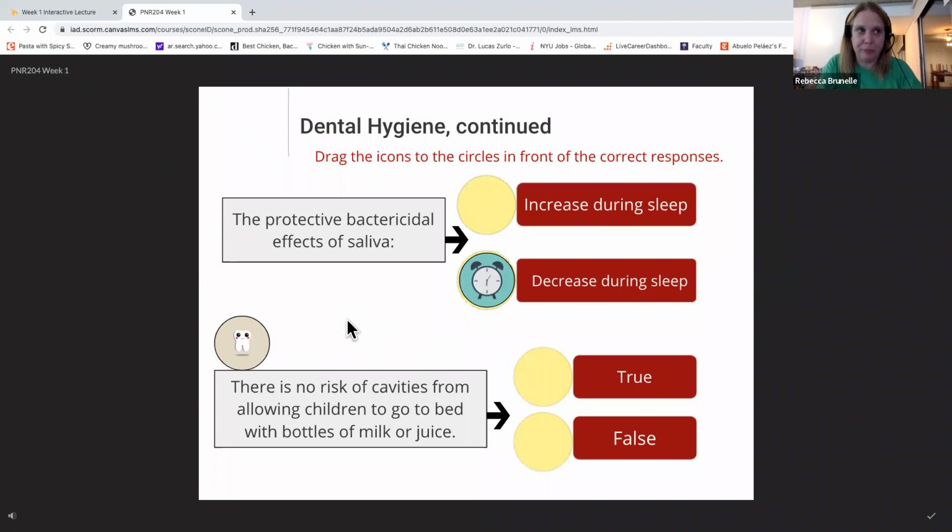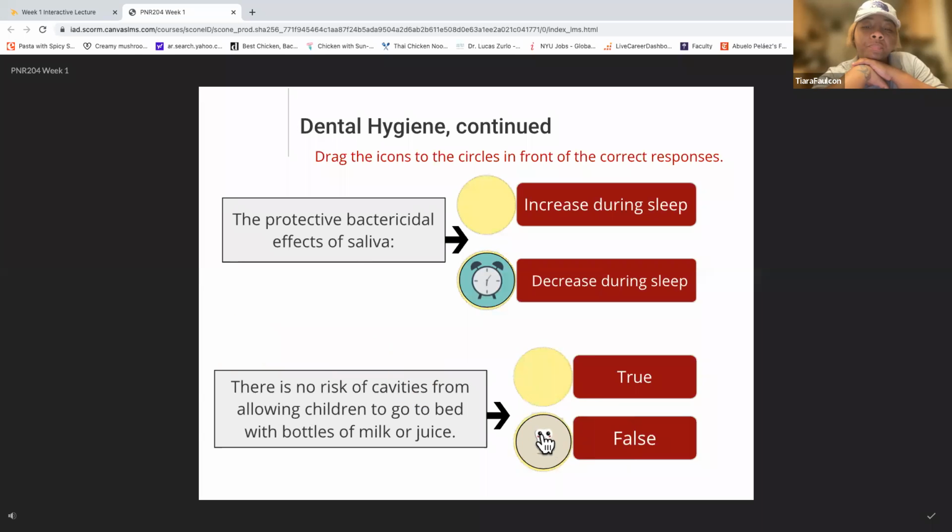So this is a true false. There is no risk of cavities from allowing children to go to bed with milk or juice. Is that true or false? False. That's false. All righty.